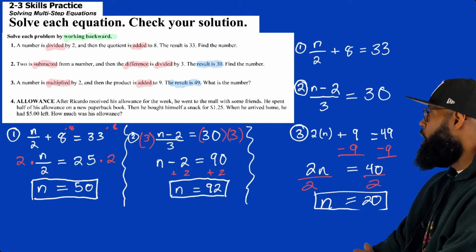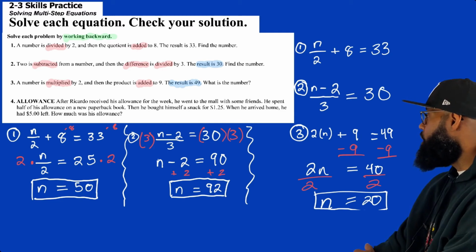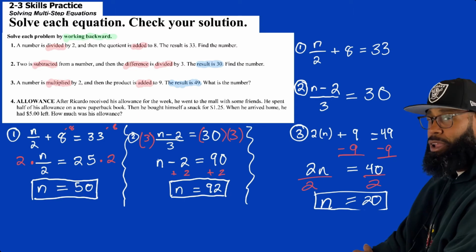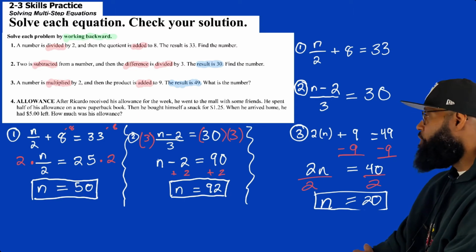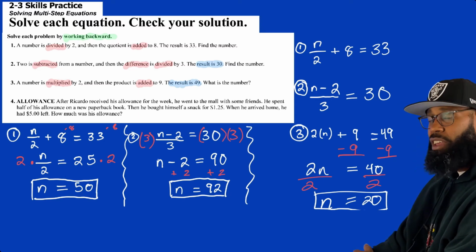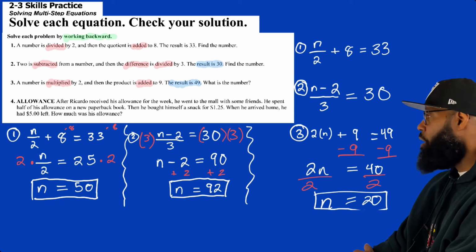So 4, after Ricardo received his allowance for the week, he went to the mall with some friends. He spent half of his allowance on a new paperback book. Cool, he buys books with his own money. Then he bought himself a snack for $1.25. When he arrived home, he had $5 left. How much was his allowance? So this is that working backwards, right? If he only got $5 left, can you tell me how much he had in the beginning? How much was his allowance?